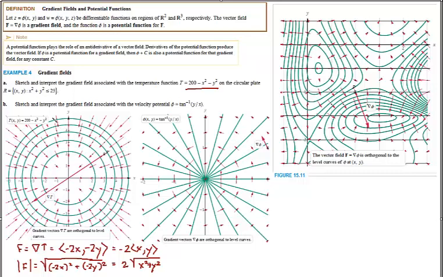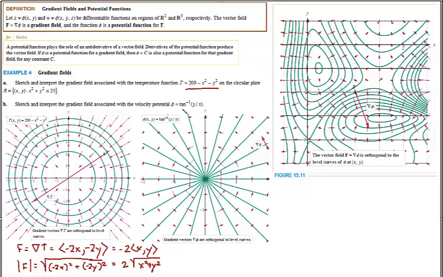And this is going to show us that the plate is hottest at the center and coolest at the edge. So the heat diffuses outward. And this value here is that gradient of our temperature vector at P.